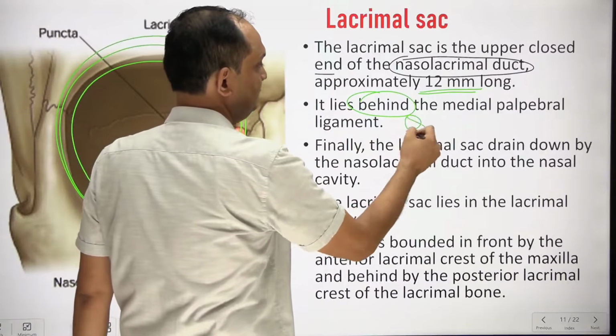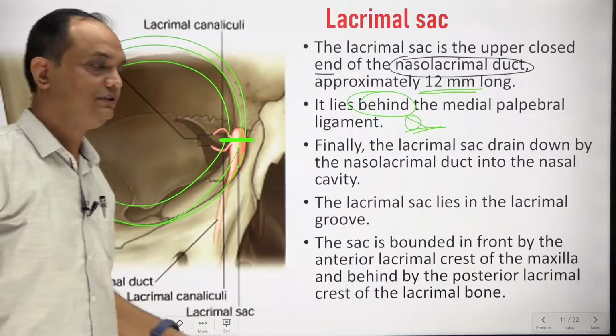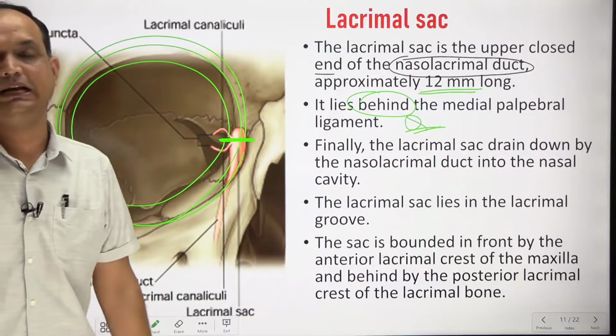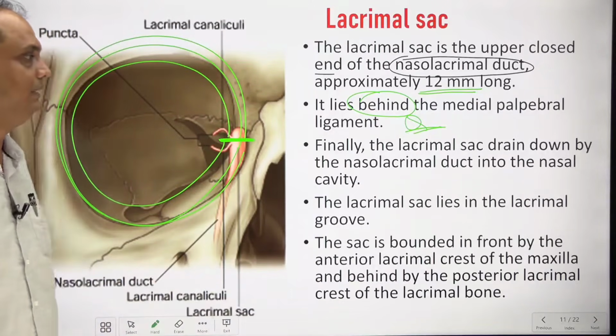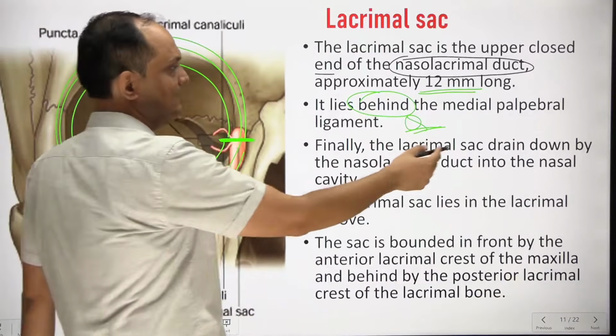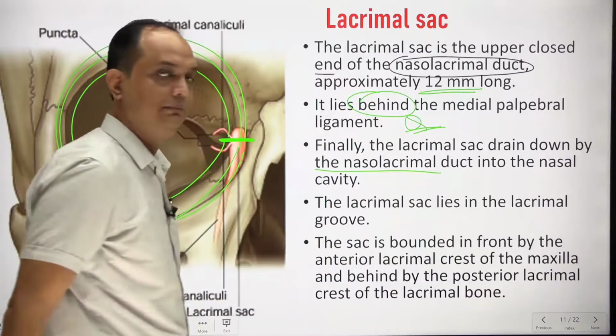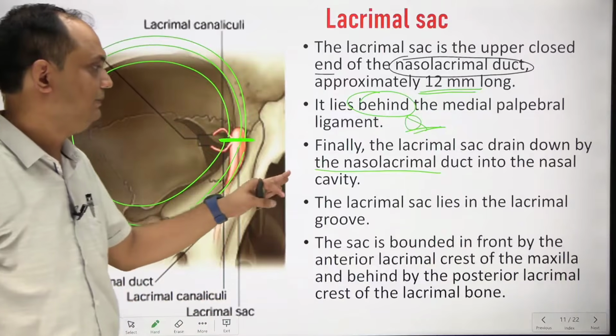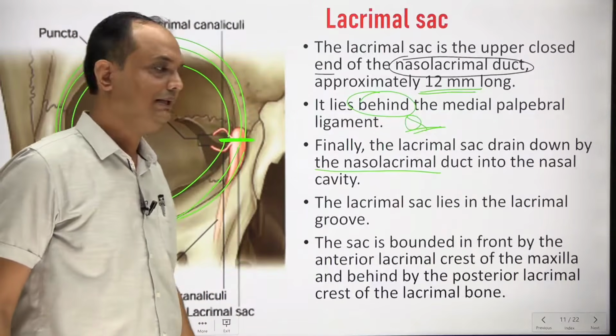This is a multiple choice question: which structure lies anterior to the lacrimal sac? Answer is the medial palpebral ligament. Finally, the sac drains downward into the nasolacrimal duct, and the nasolacrimal duct ultimately opens into the nasal cavity.